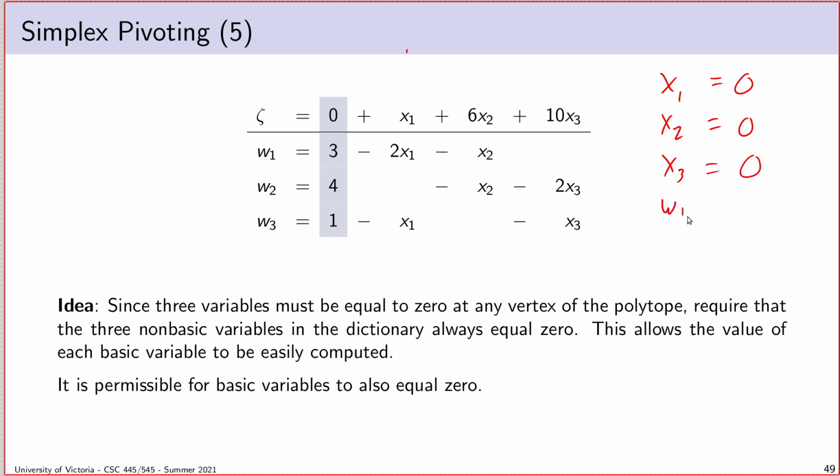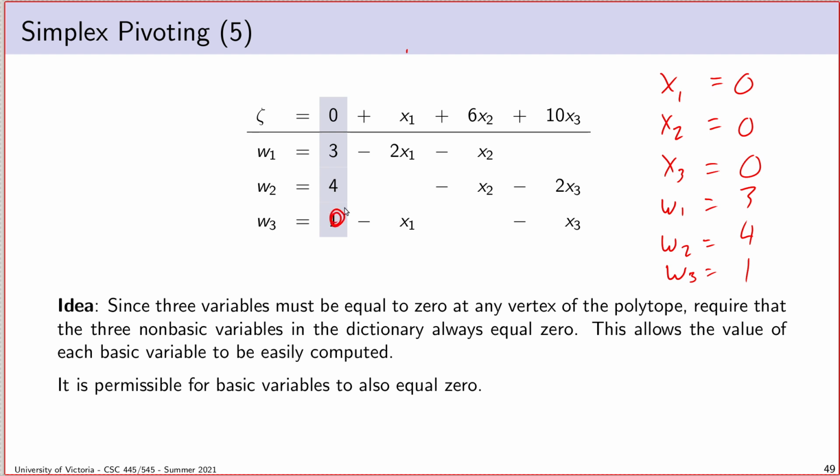What's W1? Well, W1 is defined in terms of x1 and x2, but they're both 0 because they're non-basic. So W1 is equal to 3. That was pretty easy. W2 is equal to 4, and W3 is equal to 1. Well, that's nice. Now, it is permissible for one of these things to also equal 0.